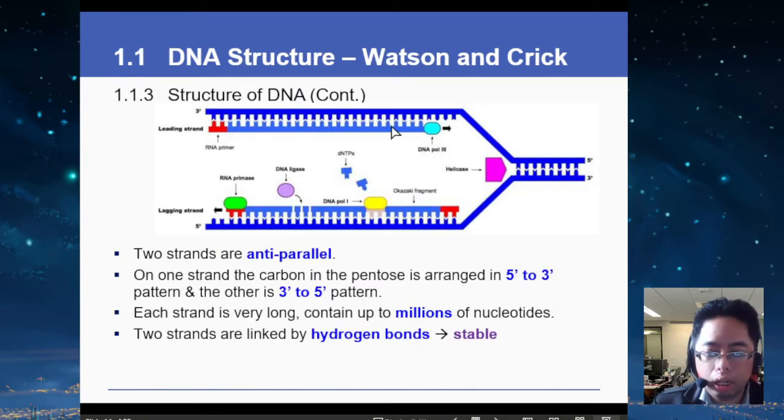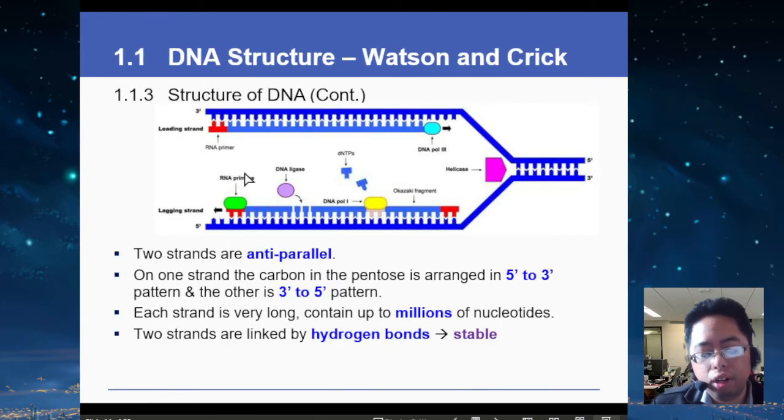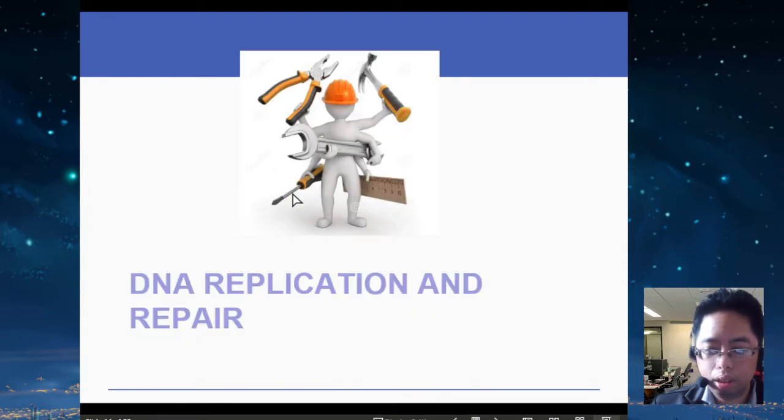So the two strands of the DNA are anti-parallel. What does it mean? It means that it goes from 3' to 5' in one strand, and in the other strand from 5' to 3'. What are the numbers 5 and 3? It is actually the carbon number on the sugar. Remember that the sugar looks like this pentagon, right? 1, 2, 3, 4, 5. Okay, 5 is up. In the other strand, the third carbon is up. Each strand will be very long, up to millions of nucleotides, and these two strands are linked with hydrogen bonds. Hydrogen bonds are very stable.